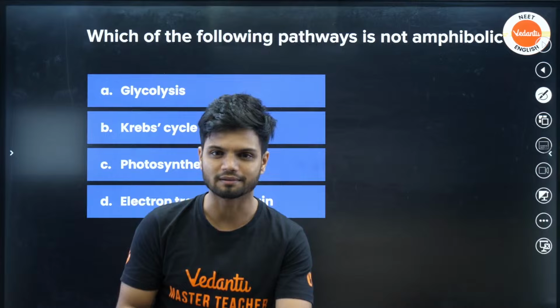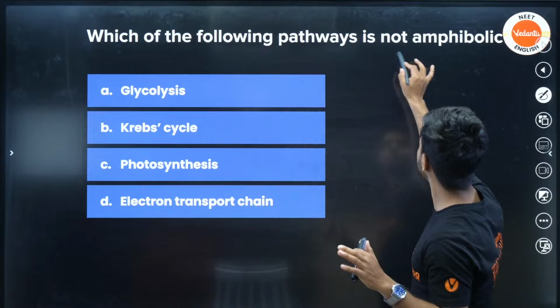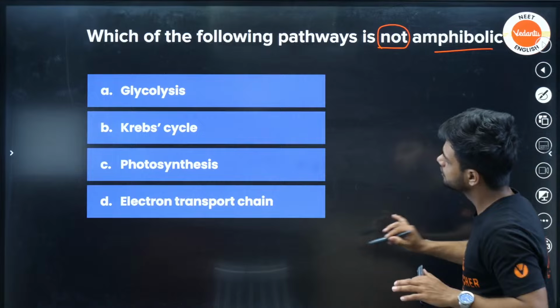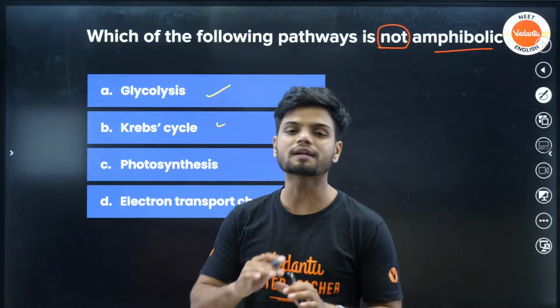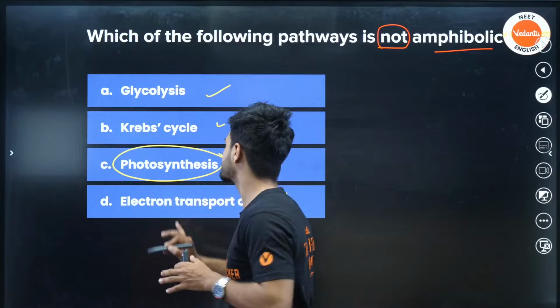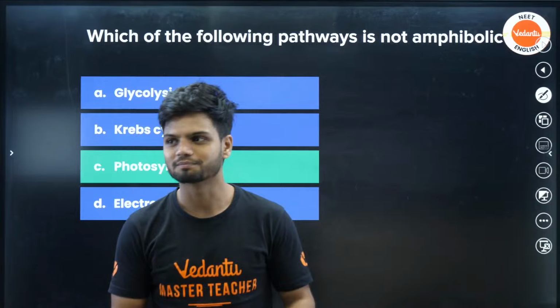Understood, everyone? Let's see a small question. Which of the following pathways is not an amphibolic pathway? We just learned glycolysis is amphibolic because both can happen. Krebs is amphibolic. Electron transport chain is amphibolic in nature. So the only answer here, which is not an amphibolic pathway, which is an anabolic process, is photosynthesis. Photosynthesis is not an amphibolic pathway, it is an anabolic pathway. Clear? It's an anabolic pathway.